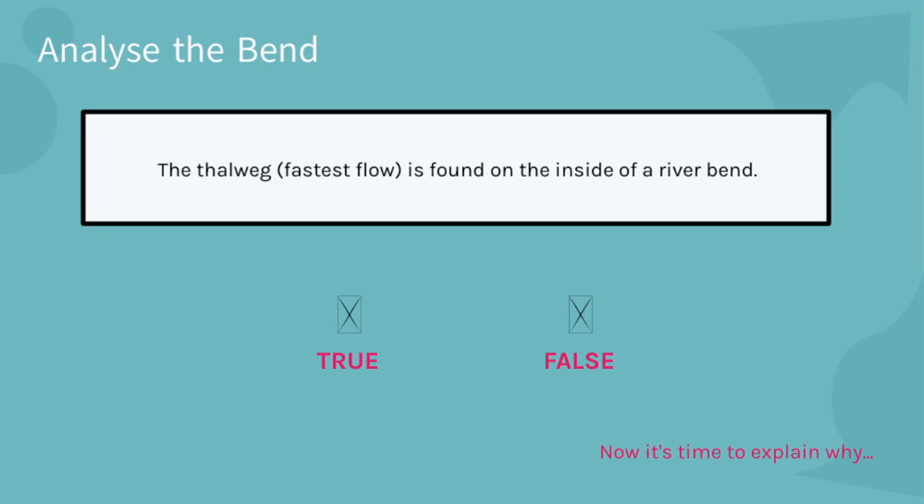Now let's test your understanding. The statement says, the thalweg, or fastest flow, is found on the inside of a river bend. Is that true or false? Take a moment to think. Remember, the thalweg is the line of fastest flow. Where is the water moving fastest in a meander? Is it on the inner bend, where the water is slower and deposition happens? Or is it on the outer bend, where erosion creates a river cliff?